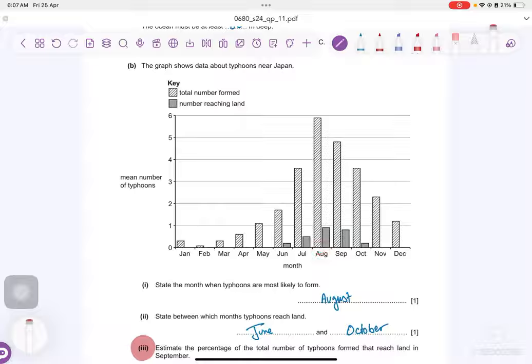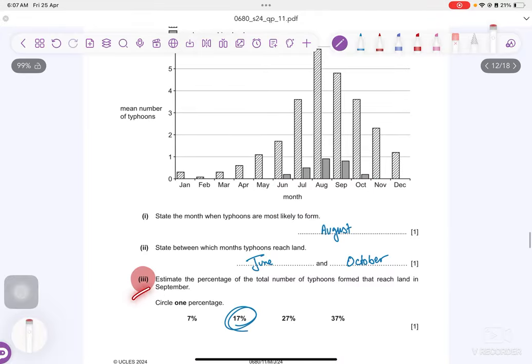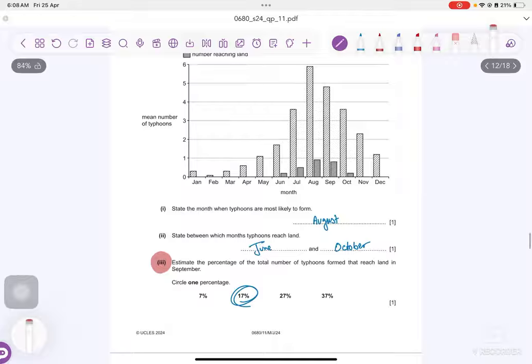Oh, sorry, we're talking about this part, okay? It took me a second there. The number reaching land, we're going to start from the first bar you see that's shaded, to the last one. So it's from June to October. Now this question is homework. Try replying to this question in the comments on how you found it was 17%, okay? Or send it on Telegram. You're going to find the group in the description.